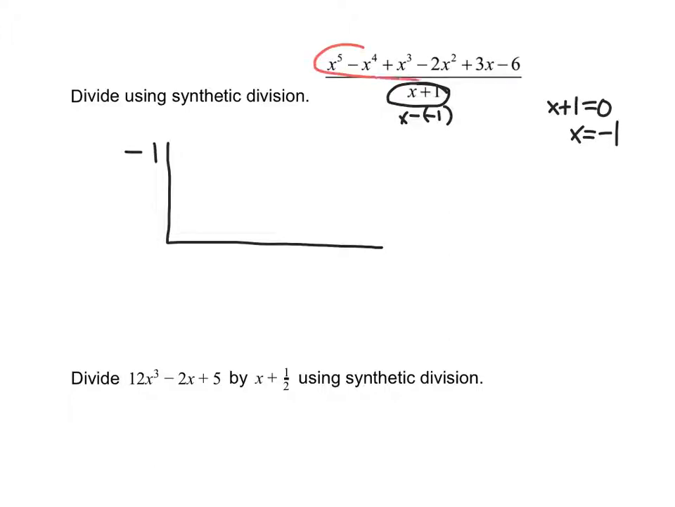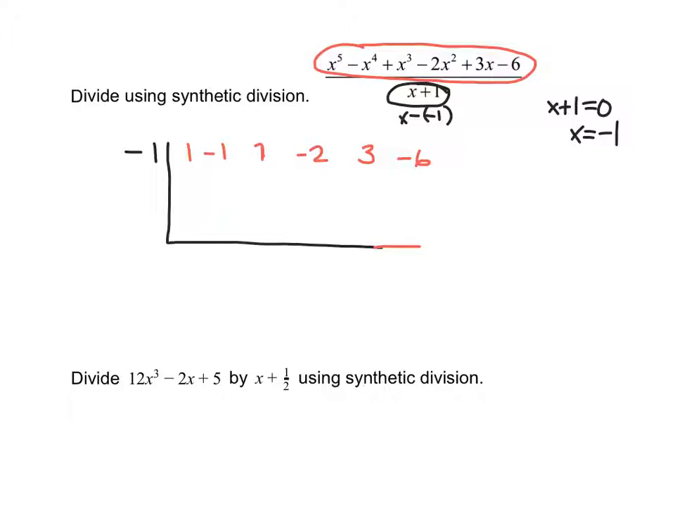On the inside, I'm going to take all the numbers in front of my terms. And I'm going to make sure that I include all the powers. So I'm going to put a 1 for the fifth power, a negative 1 for the fourth power, 1 for the third power, negative 2 for the second power, 3 for the first power, and negative 6 for the last power.